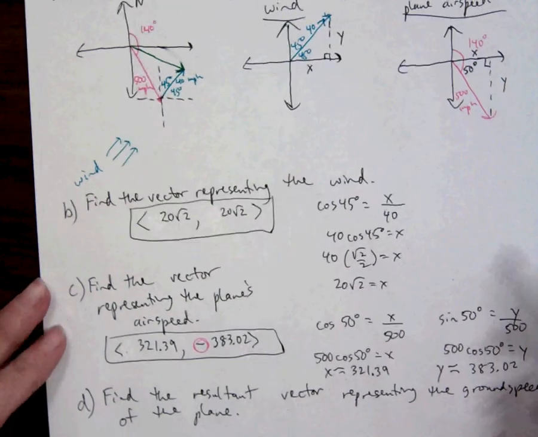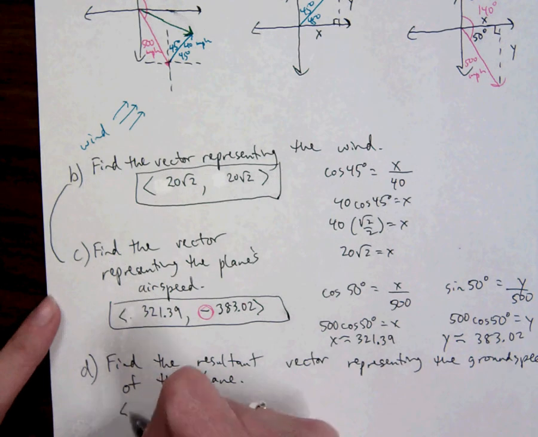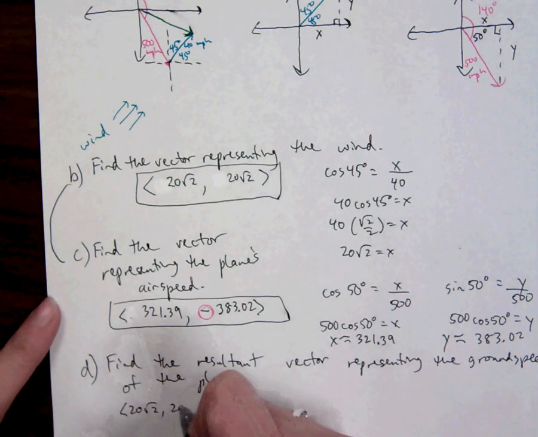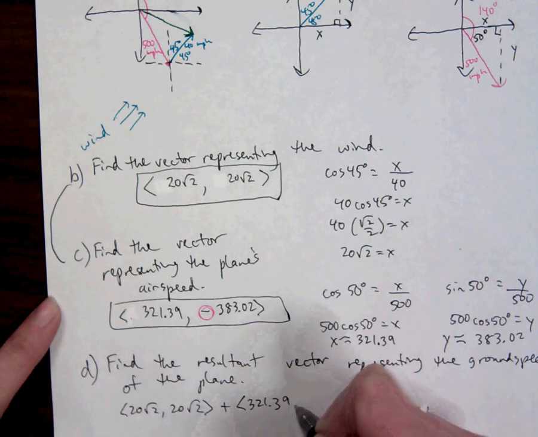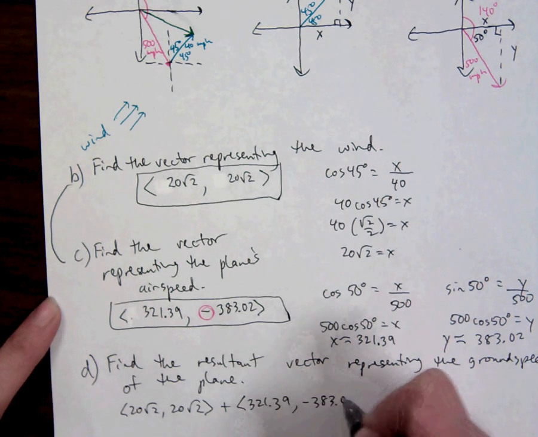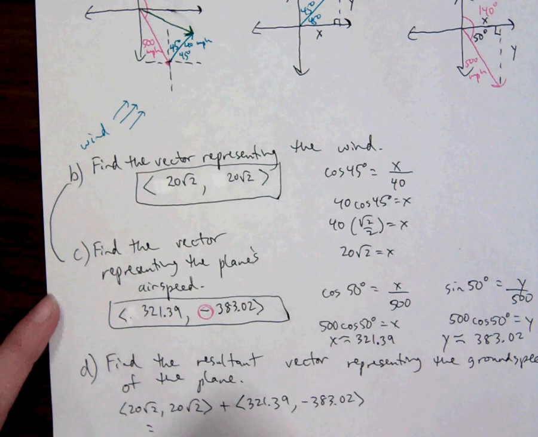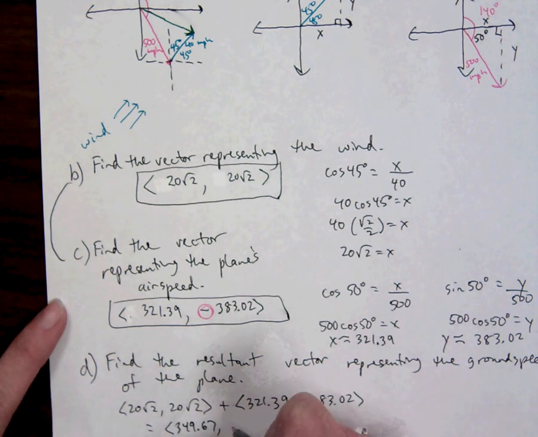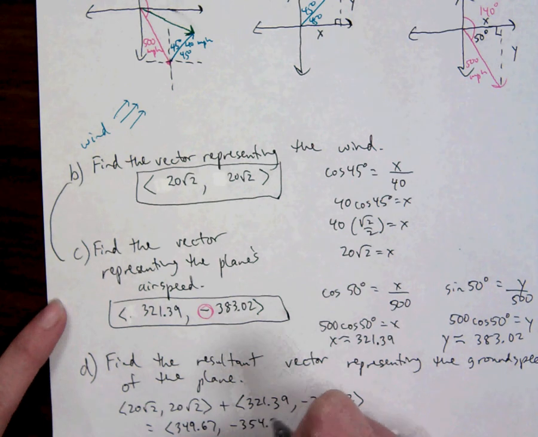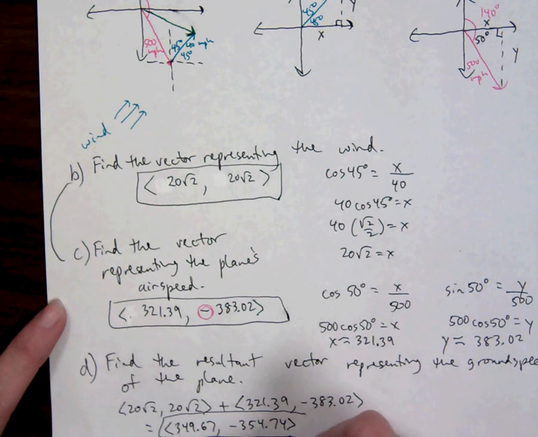So that means I'm just adding part B plus part C. So I'm really just doing 20 square root 2 plus 321.39, negative 383.02. And I'm just typing that all in the calculator. Okay, when I type that all in a calculator, I'm going to get for the resultant 349.67, negative 354.74. And I keep rounding to 2 decimal places because I think that's what WebAssign has you do.